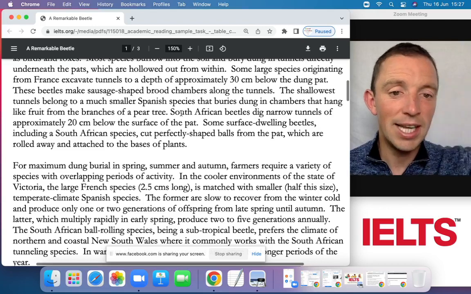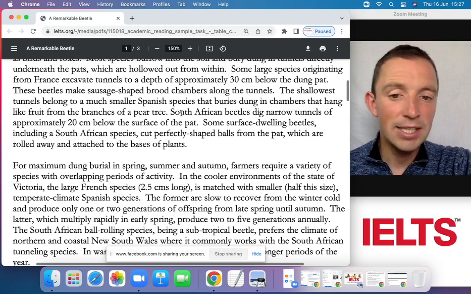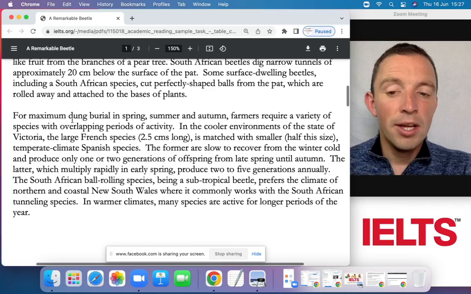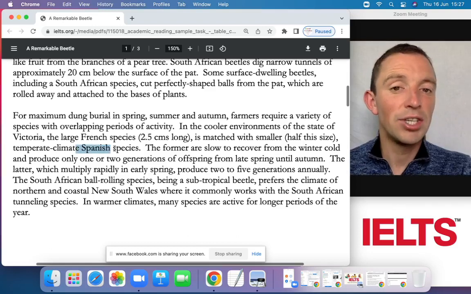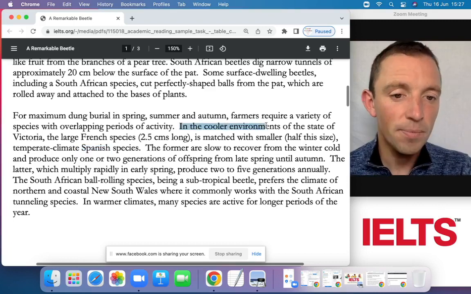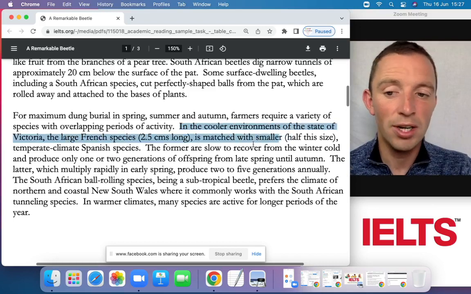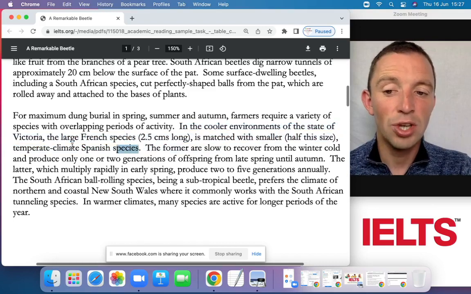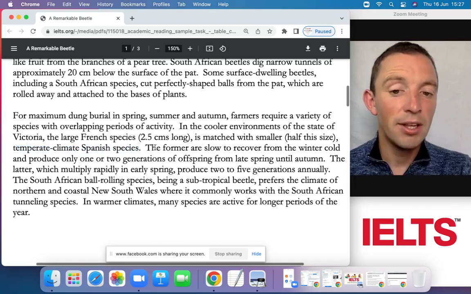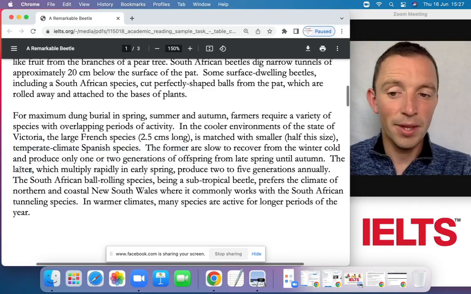South African beetles dig narrow tunnels of approximately 20 centimeters below the surface of the path. And again, nothing here in relation to the climate. So let's continue. Here again, we have the second mention and reference to the Spanish species. So let's read the sentence. In the cooler environments of the state of Victoria, the large French species is matched with smaller temperate climate species. So the answer is probably, well, let's continue. The former is the French species and the latter is the Spanish species.